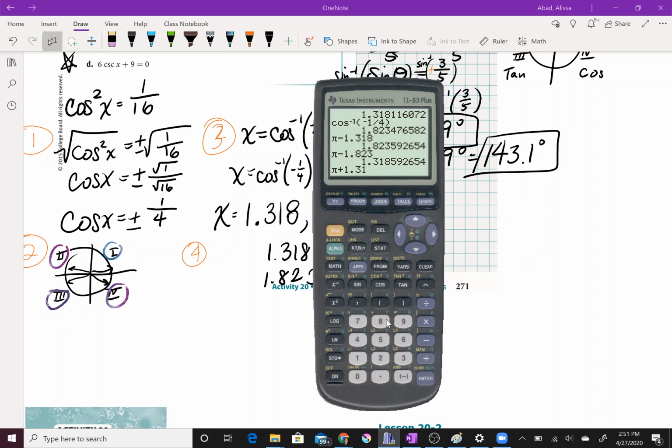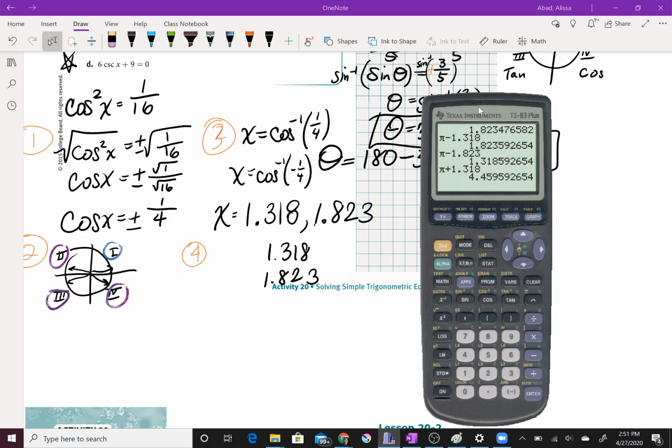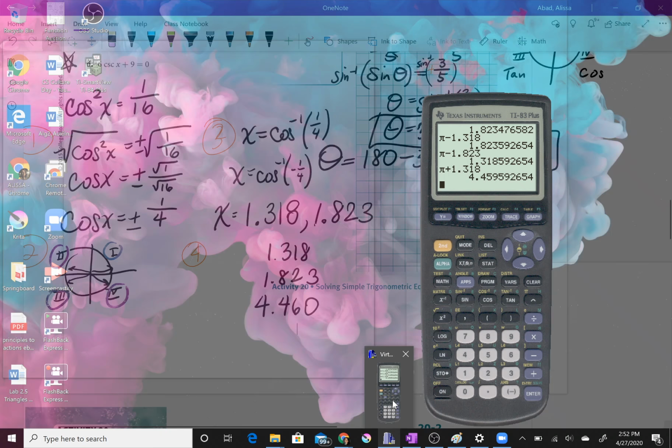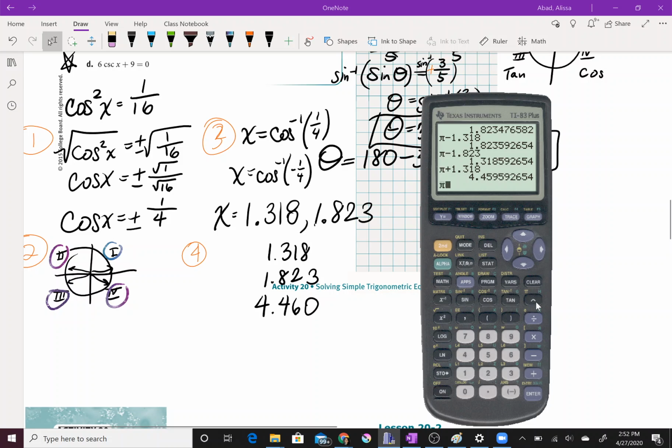1.318. I get 4.460. So let's put that in there. Okay, that's one of those in radians. Let's take pi plus 1.823. That's going to be 4.965.